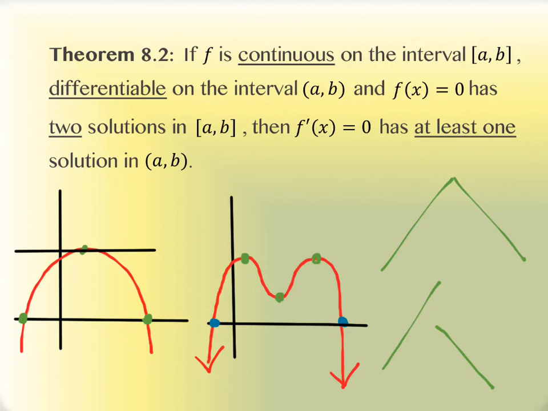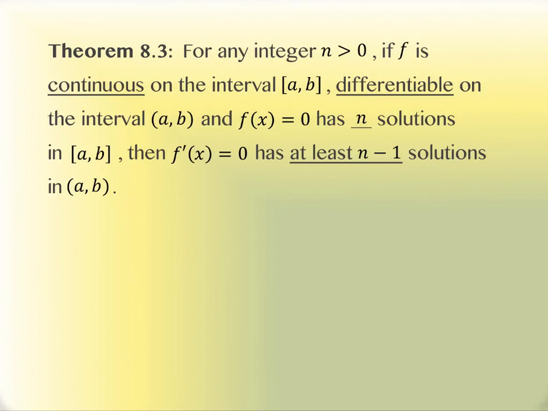Okay, let's take a look at another theorem, very similar. This one, again, tells you it has to be continuous and differentiable. But this takes the last theorem and generalizes it. The last theorem said if I had two solutions, then the derivative has at least one location where it's 0. This one says if I have n solutions, then my derivative will have at least n minus 1 solutions.